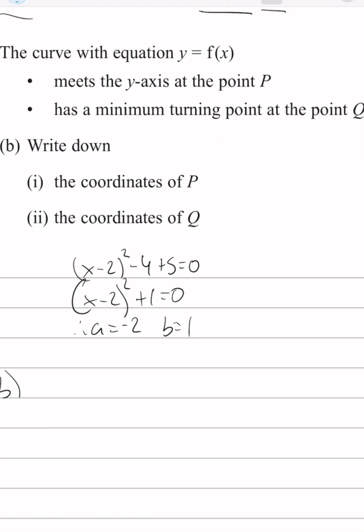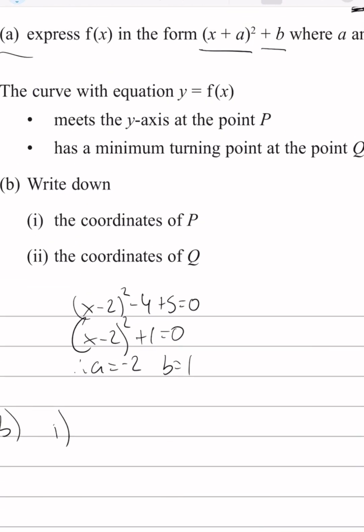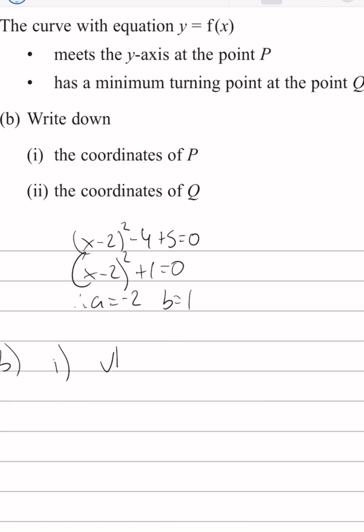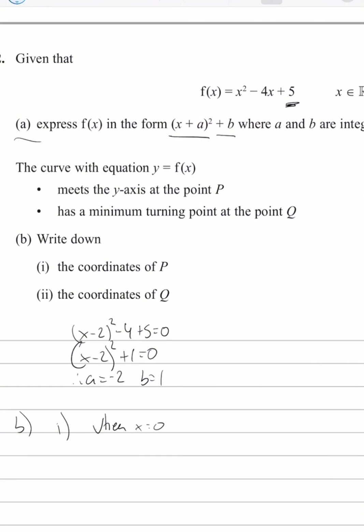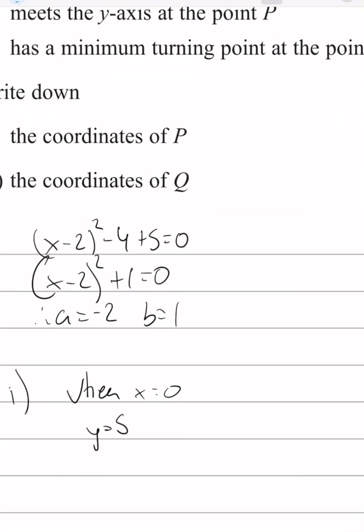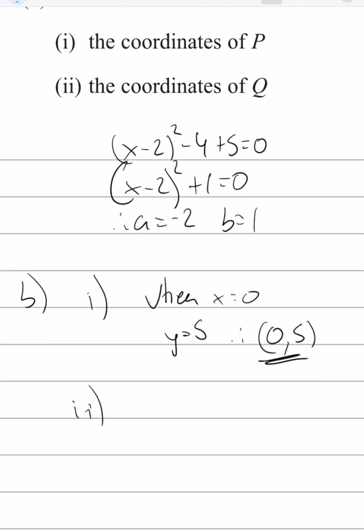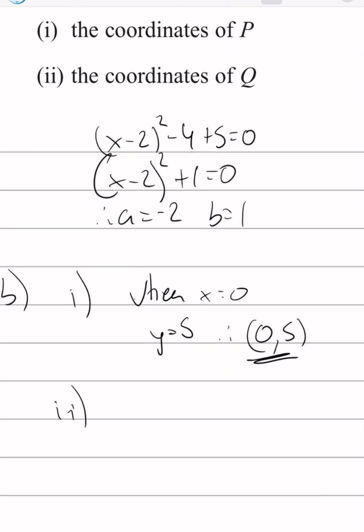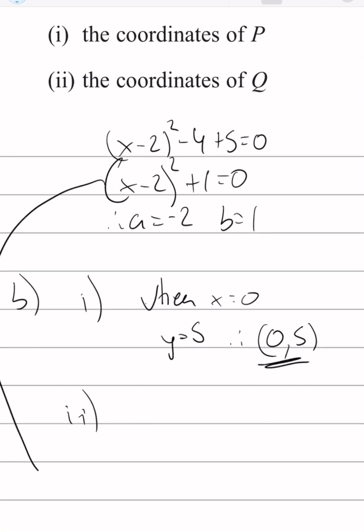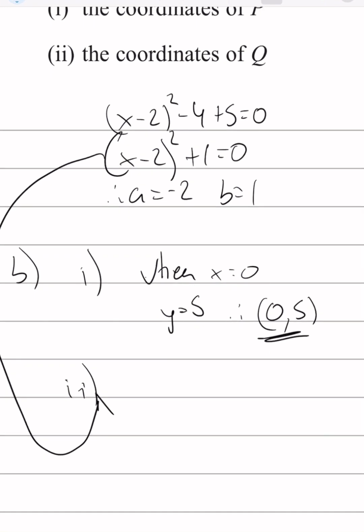For part B, I, P is the point where it meets the y-axis, which is when x equals 0. When you sub in x in the function, it leaves you with y equals 5. So 0, 5. For II, you just get the turning point from the completed square, which is 2, 1.